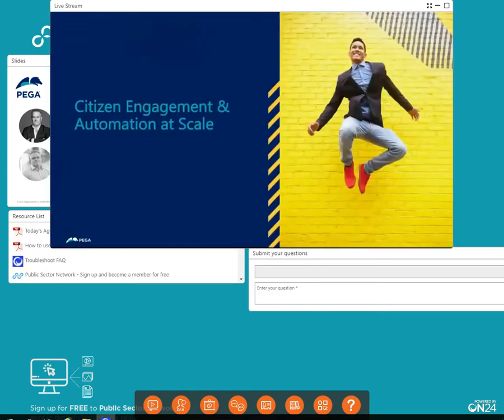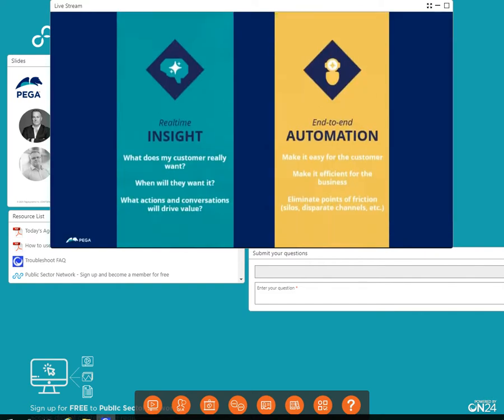So in terms of trends, we believe customer service is built on two core components: the ability to have real-time insight about your customer's needs and actions that will drive the best value for your customer and the organisation. The second thing is end-to-end automation muscle, so that once you've made that decision around the action that you need to take, you can complete it in a way that is both easy for the customer but also efficient for the organisation itself.